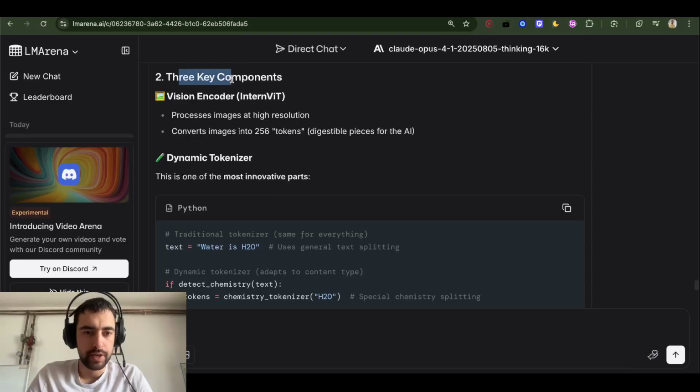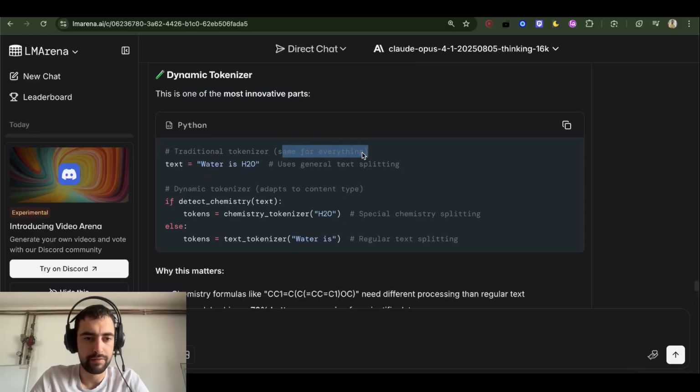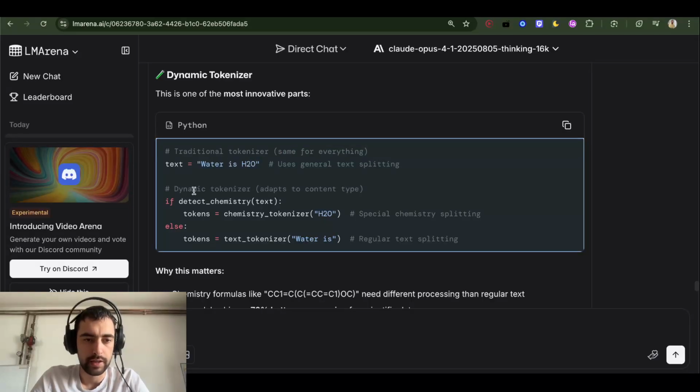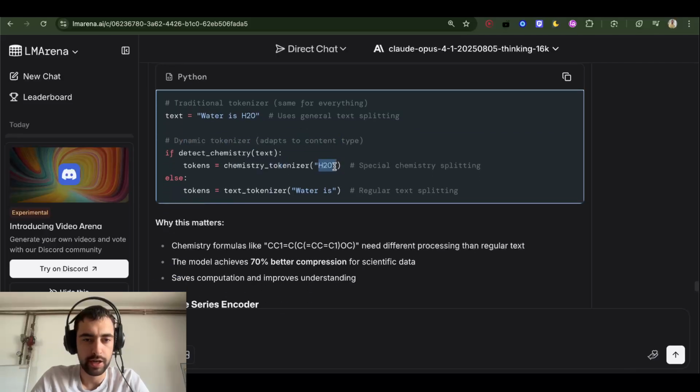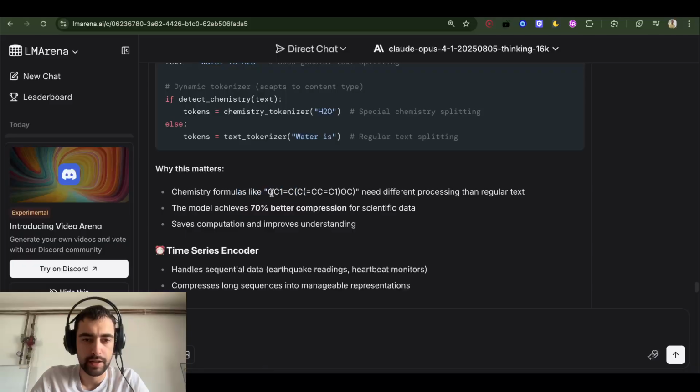So it has three key components: vision encoder, so it's going to be vision transformer, converts images into 256 tokens, digestible pieces for the AI. Dynamic tokenizer, this is one of the most innovative parts. Traditional tokenizer, same for everything, so if we have text is equal to water is H2O, their tokenizer, dynamic tokenizer, will adapt to content type. So for chemistry, it's going to tokenize H2O differently or specially, as opposed to water is. Chemistry formulas, like these ones, need different processing than regular text.